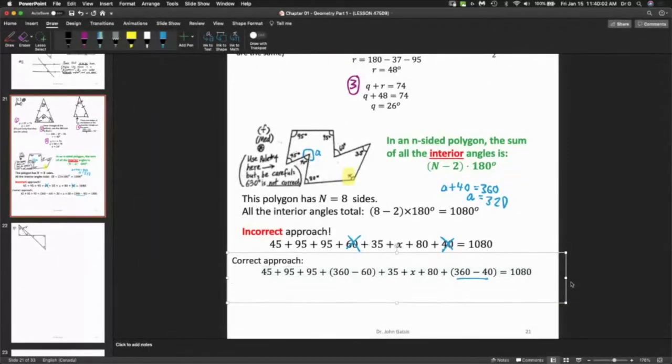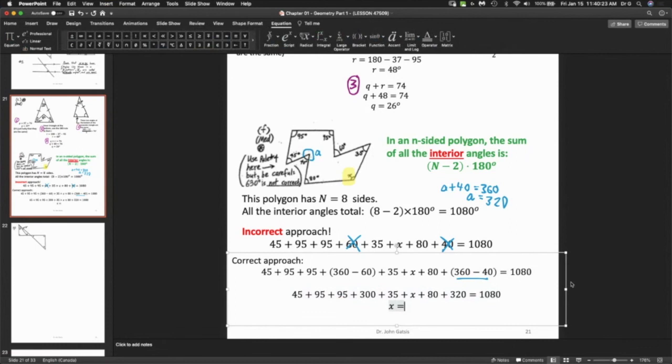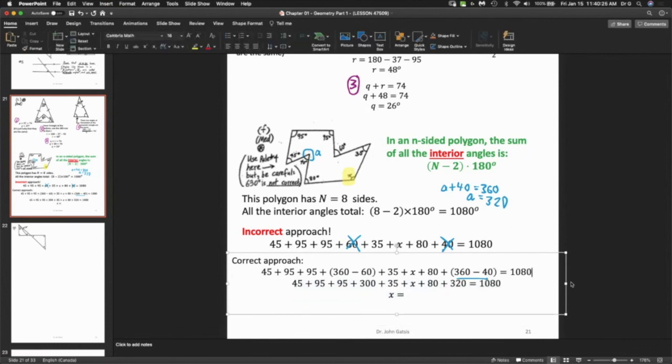At this point, everybody, it's just a matter of adding some stuff up. So 45, 40, 95, 95 plus 300 plus 35 plus x plus 80 plus 320 equals 1080. Someone please add up the numbers on the left side because my brain is fried right now. Add up all these numbers for me. These 5 numbers plus 400 at the end.